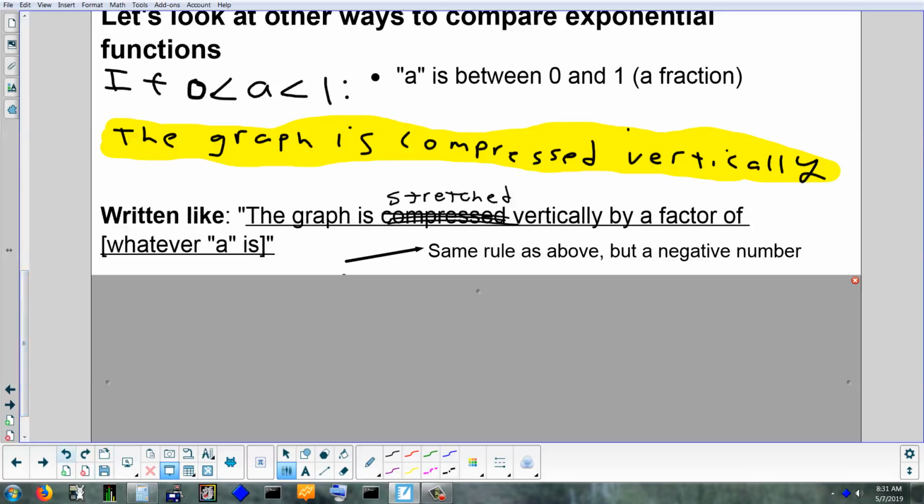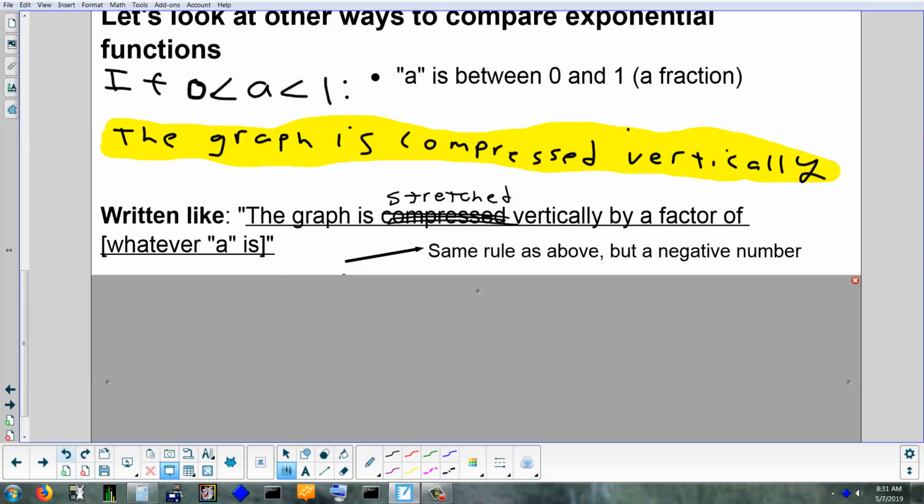That's probably the simplest way to say it, because the other way you could say it is, if I stretch something by a half, that's the same as compressing it by a factor of 2. If I stretch by a third, that really compresses it by 3. So I think we'll say it that way. If you stretch by a fraction, just keep in mind it really compresses.